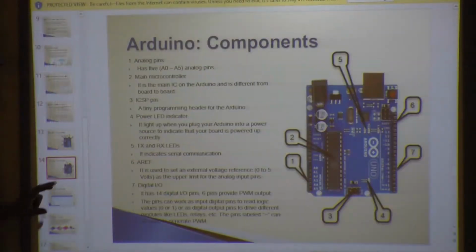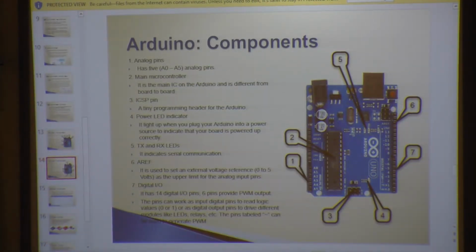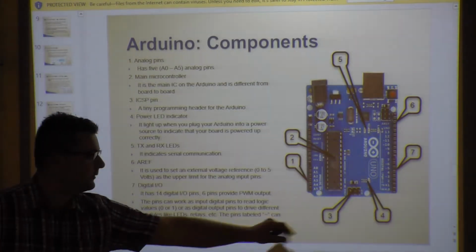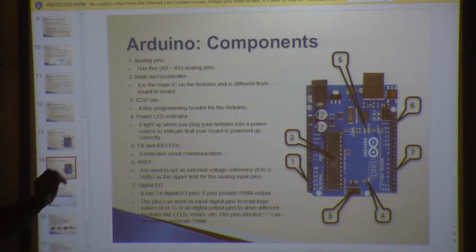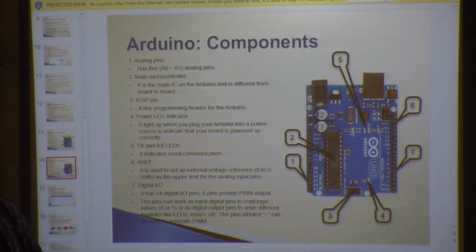If we continue, you'll see there's more on the other side of it. Now, then we have our analog pins over there. You have your microcontroller. Now, the microcontroller which they are using is an Atmel microcontroller. Then from this, we have also the ICSP pin, which can be used to program it. And then there is a power LED light to indicate that it's on.